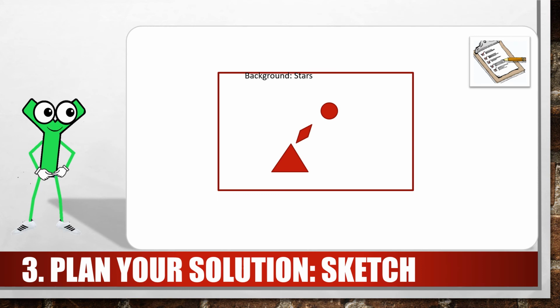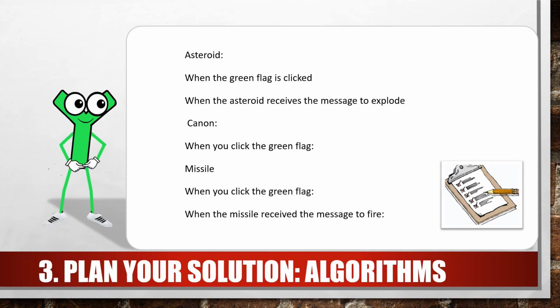Draw the design for the background and the position of the sprites. Label the sprites in your workbook. Write down the algorithms for the asteroid, one for when the green flag is clicked and another one for when the asteroid receives the message to explode. Write down the algorithm for the cannon or use the algorithm in your workbook. And write down the algorithm for the missile or use the algorithm in your workbook.